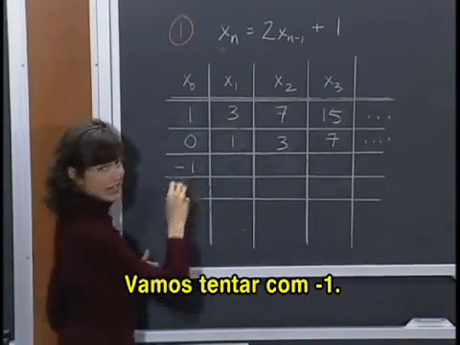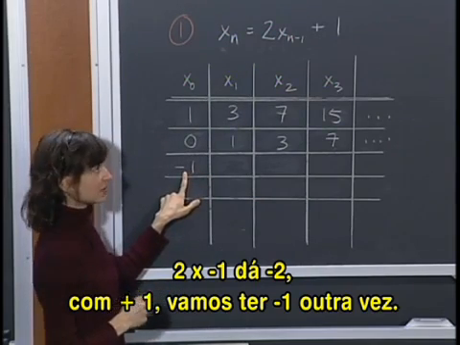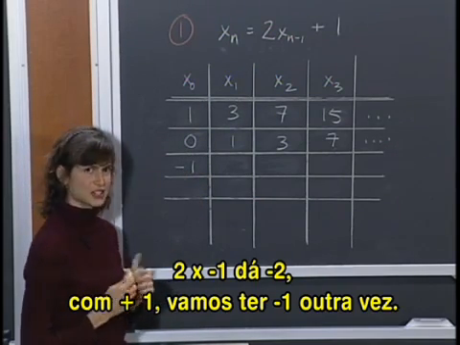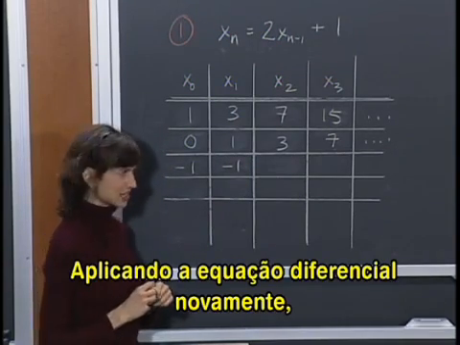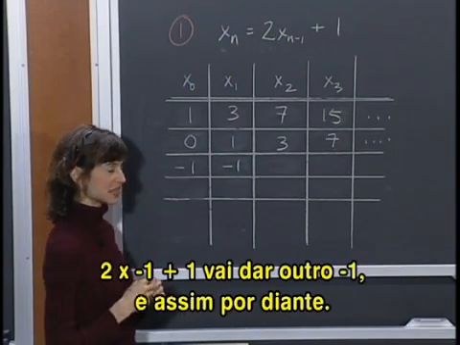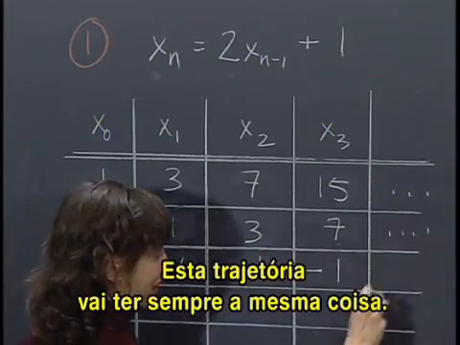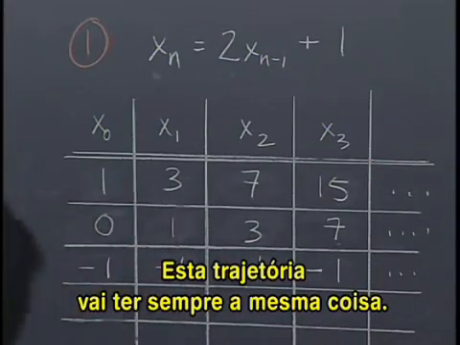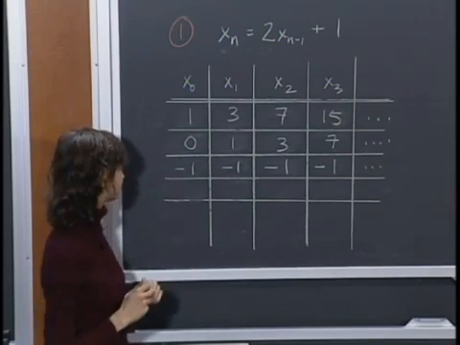Let's try minus 1. Well, 2 times minus 1 is minus 2. If we add 1 to that, we get minus 1 back out again. Well, if we apply the difference equation again, 2 times minus 1 plus 1 also gives us minus 1, and so on. So this trajectory will always stay the same. If we start with minus 1, we'll always get minus 1 out as a result.